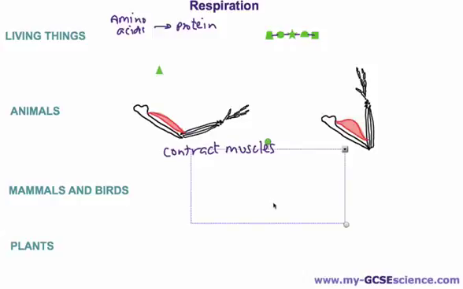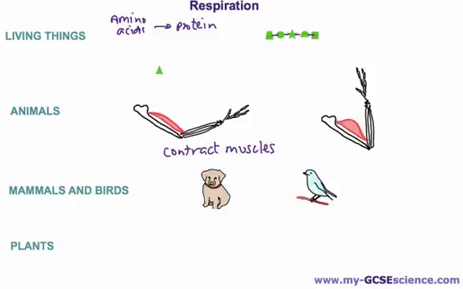In birds and mammals, we have the production of heat. Respiration is a process that produces heat. And birds and mammals keep their body temperatures around about 37 degrees centigrade, and the energy from respiration can produce that heat, and that will maintain the body temperature for all birds and mammals.